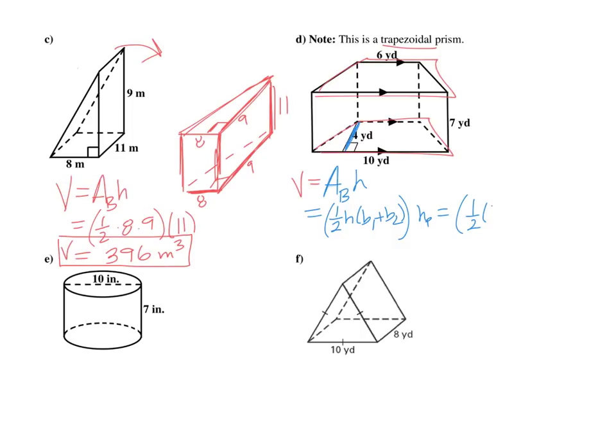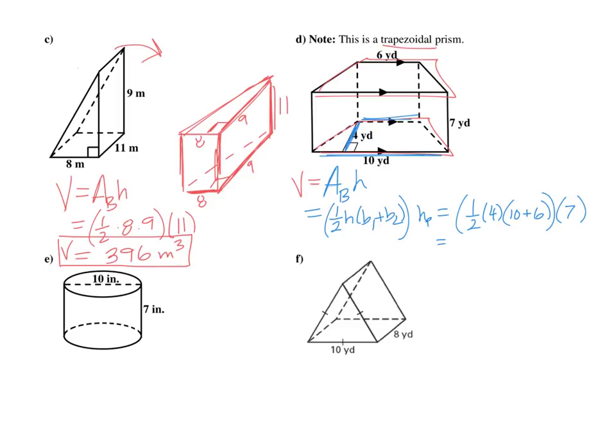It's 4 times base 1, which is 10, plus base 2, which is 6. And then I have the height of the prism, which is 7.